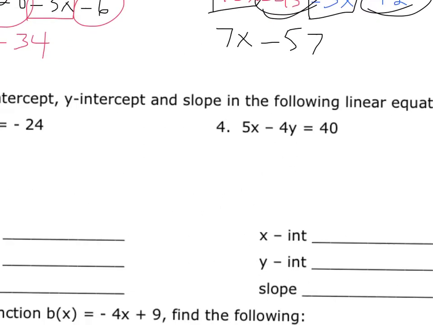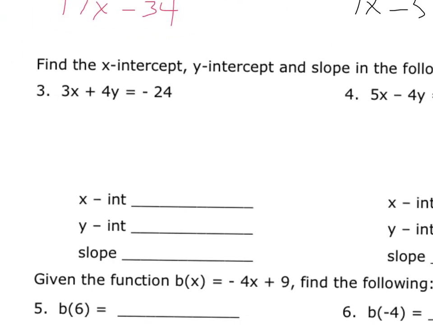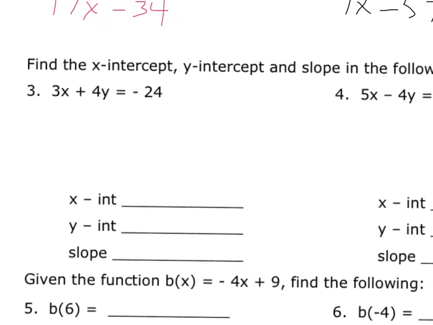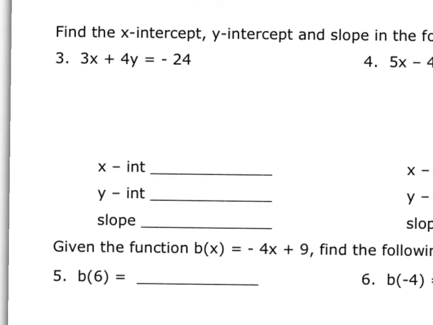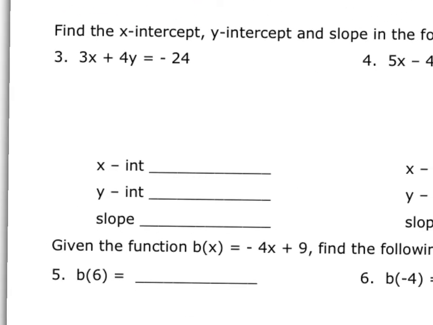Okay, number 3. Find the x-intercept, y-intercept, and slope in the following linear equations. Okay, so the first thing I want to do is I can see that this will be an easy problem to solve for the x and y-intercept. So I will solve for the x-intercept first. Let's write this. We're going to write our answers in ordered pairs. All right, so we need an x and y value. And if I'm looking for the x-intercept, I'm going to solve for x. What is the value of x when y is 0?